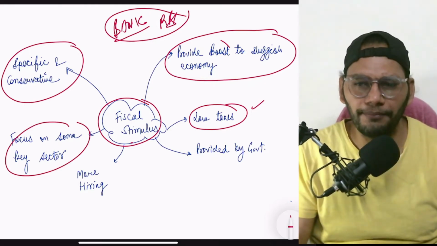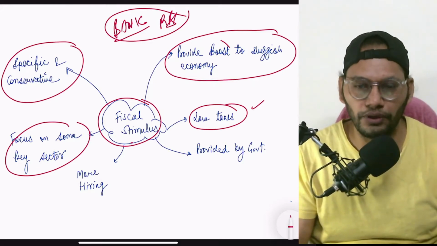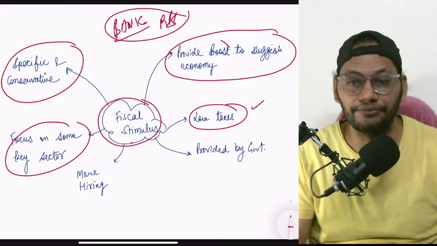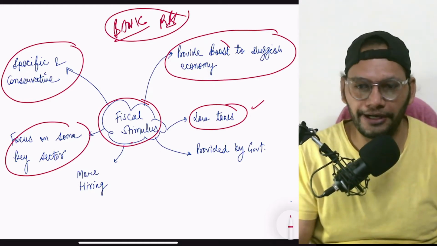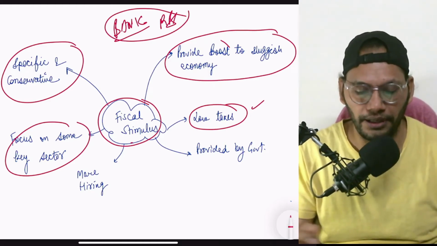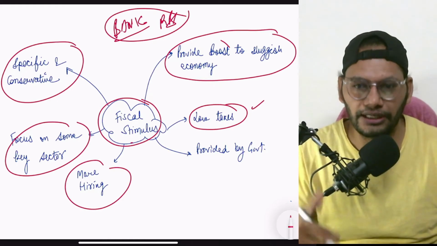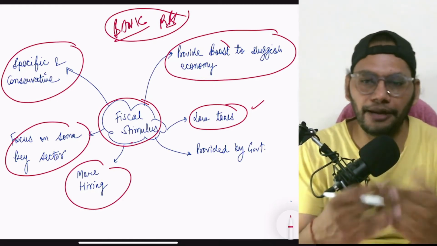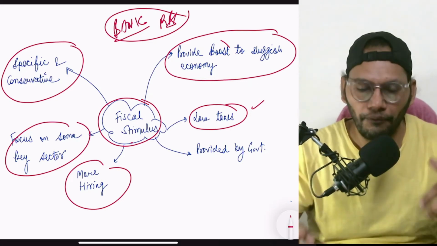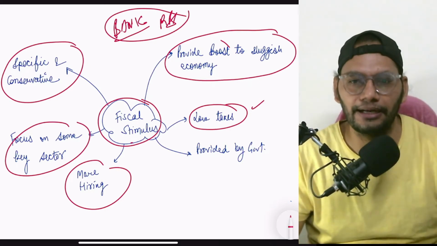During the time of the pandemic, the automobile industry was going very down. So the government provided some incentives to the automobile sector. This is how fiscal stimulus can be provided to a specific key sector of the economy. So what happens when the government provides such help or stimulus? The companies hire more people. When they hire more people, the economy again grows. They provide them salary, and people demand more.